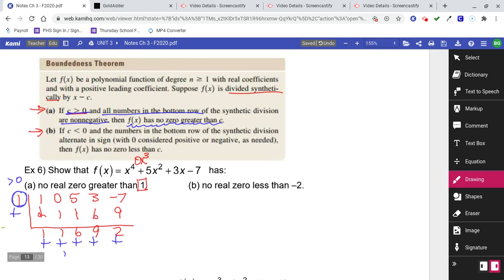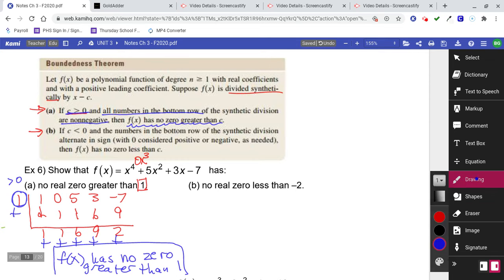We can conclude f of x has no 0 greater than c, which was 1. I know that's kind of hard to understand, but I think the example makes it a little bit more clear. Part B is going to show case B.